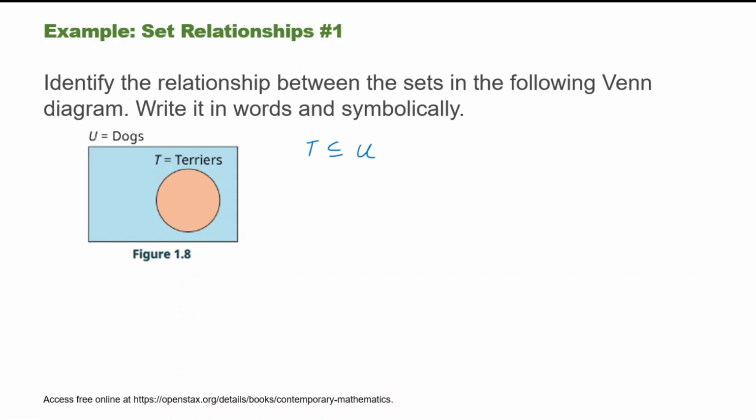Terriers, that set, is a subset of dogs. So we would say something like all terriers are dogs. That's what we're seeing in this picture. All terriers are dogs. Now there are different relationships that we can run across with Venn diagrams. We'll see one of these in a moment.